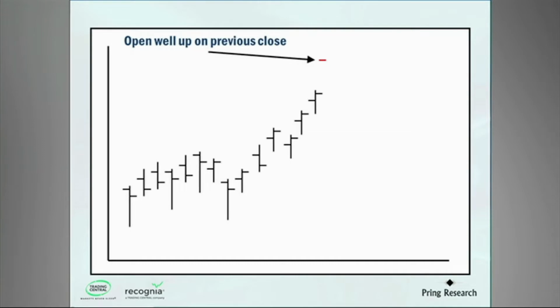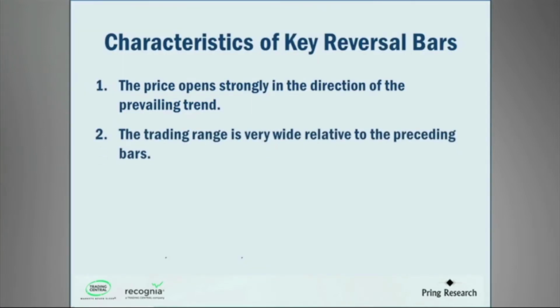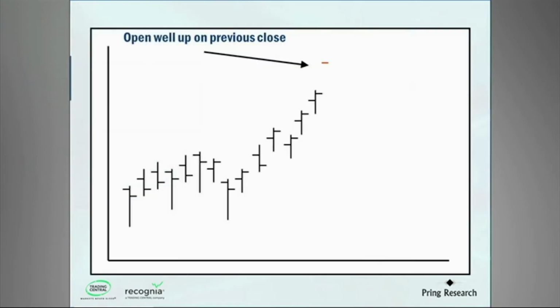Remember, a good key reversal bar is preceded by a strong and persistent trend. This is a bullish trend for a top, and a bearish one would precede a bottom. 2. The trading range is very wide relative to the preceding bars. So here's the wide trading range, far more than the previous bars leading up to the key reversal.